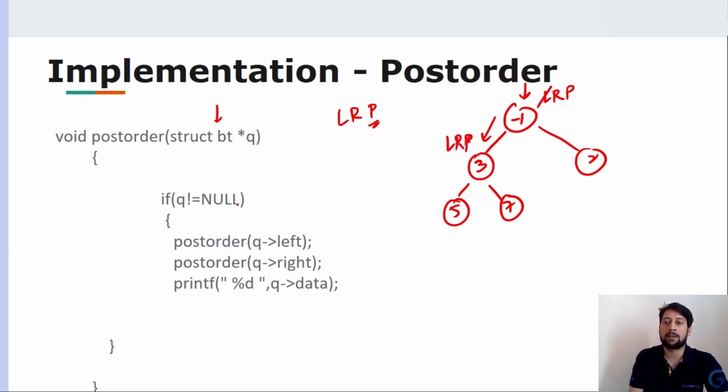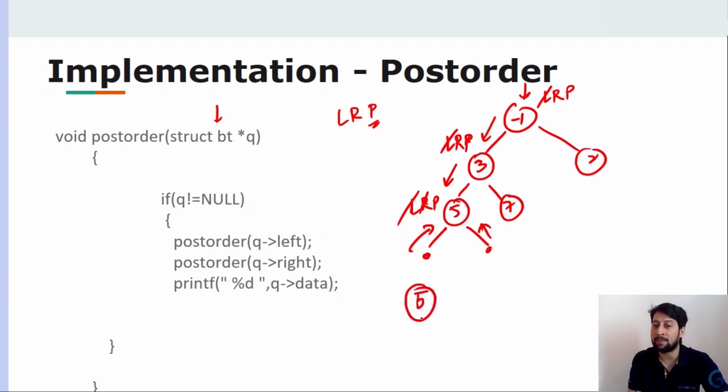So again, we've checked. Is our root null? No, absolutely not. So we'll go on to the left hand side. Again, left is there, we call this left. Is root null? No, absolutely not. Go on to the left. It has gone to the left. Now it returned because this is null. So Q is null, we return back. Go on to the right. It is null, we return back. Now finally print. So we are printing.